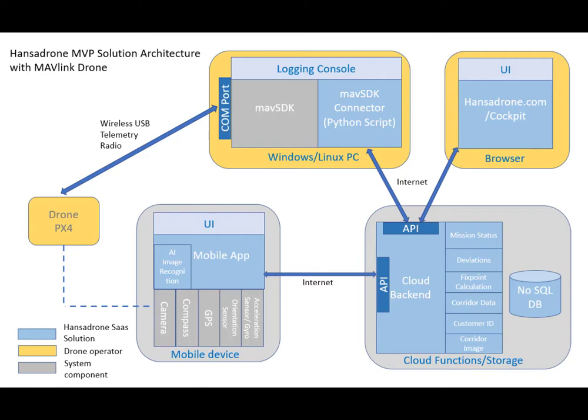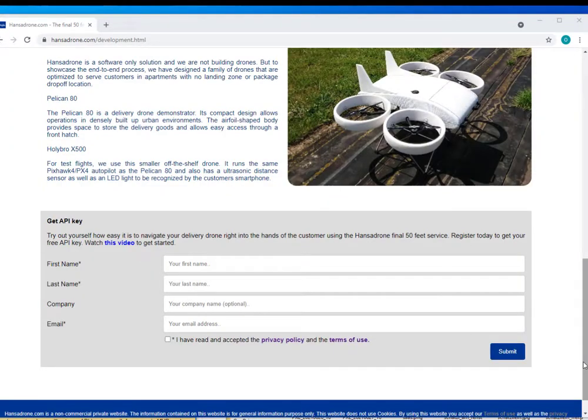So let's get started. To use the service, simply register at hansadrone.com/development and you will get your API key by email. As we are in MVP mode right now, one API key is good for a single combination of smartphone and drone at a time. If you need more keys, just drop us a mail.